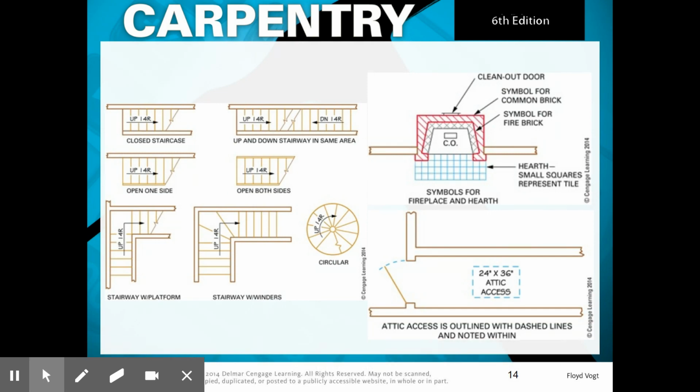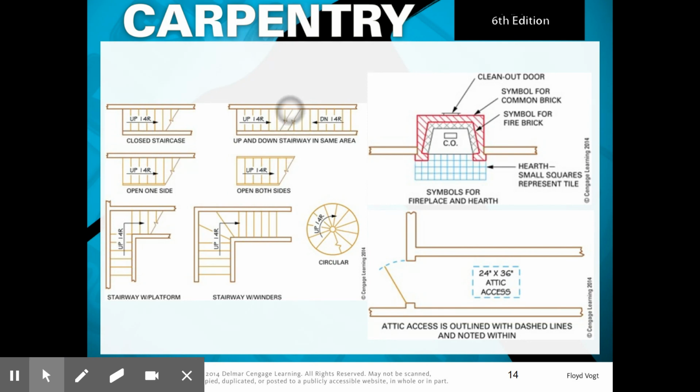So if we look here, this one is indicating a closed staircase, so there's a wall on both sides. This is letting us know that these stairs are going up to the second floor, and there's 14 risers. Here we have an up and down stairway in the same area, so it's letting us know up here somewhere is most likely a landing. These are traveling up, and these are going down. So these could lead to separate floors.